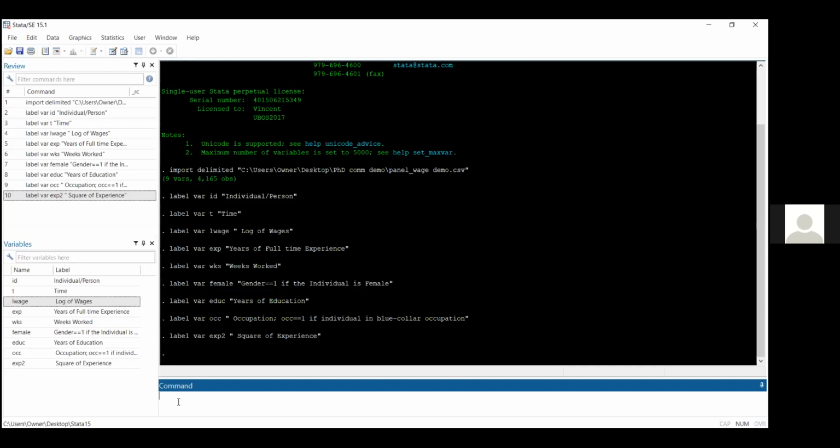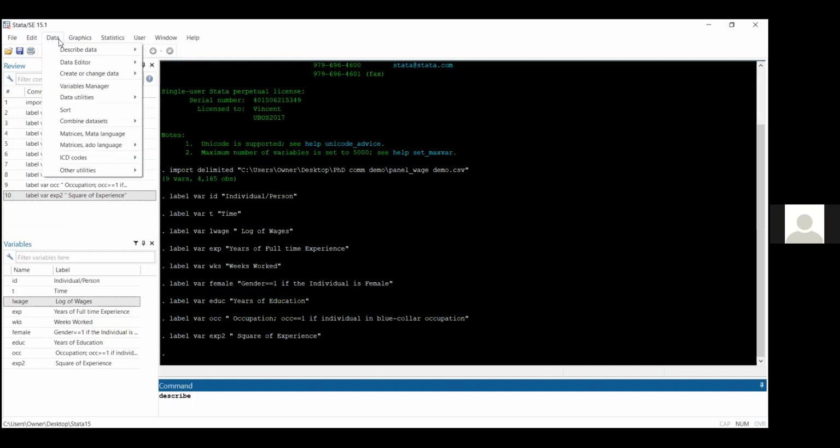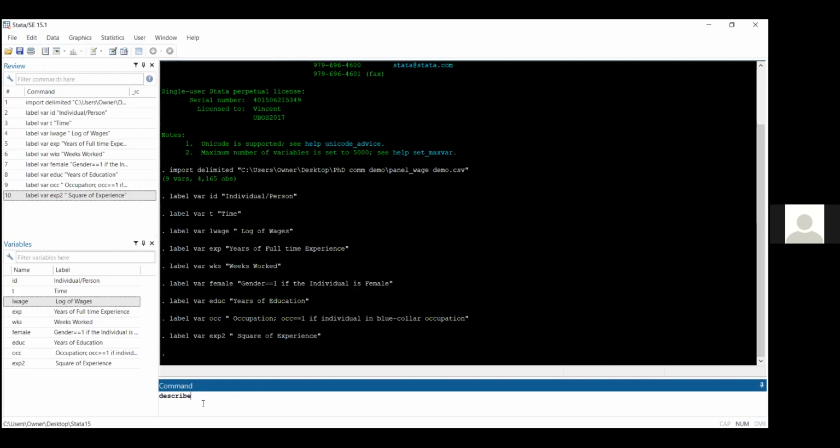So if you want the description of what these variables are, and again, if you don't want to go to the menu, you type a command here, and that is it. I just type describe. It is as good as looking for it up here. I can also say describe data, so you can find it here. Clicking here is the same thing as typing the word. So those are the options that you have.